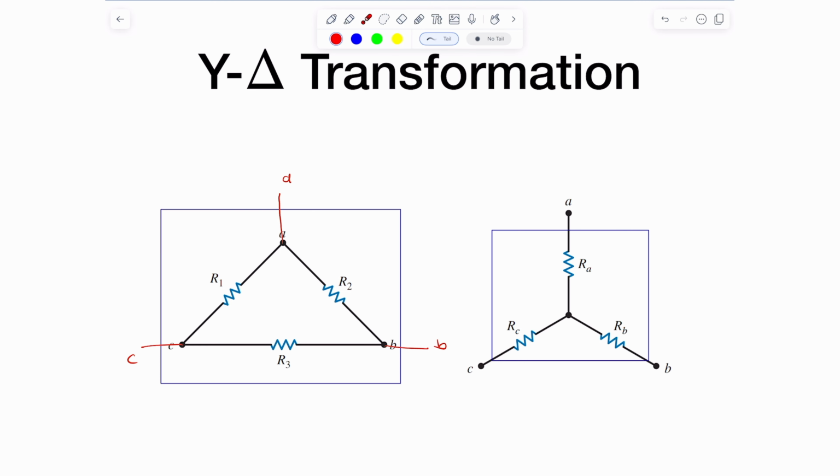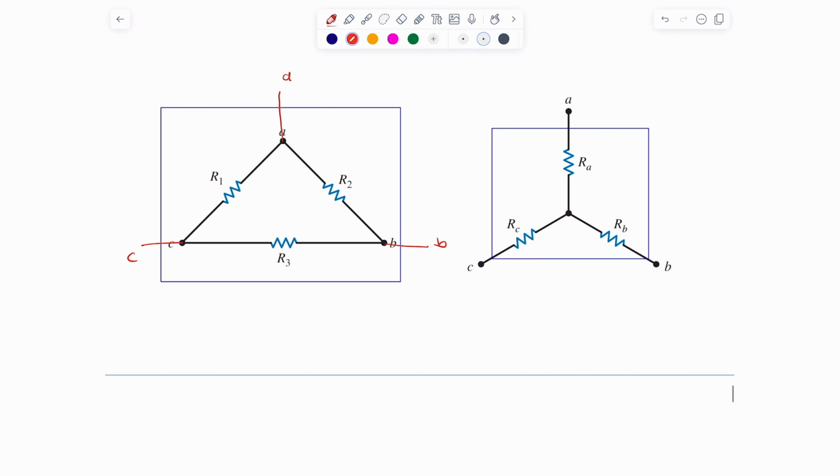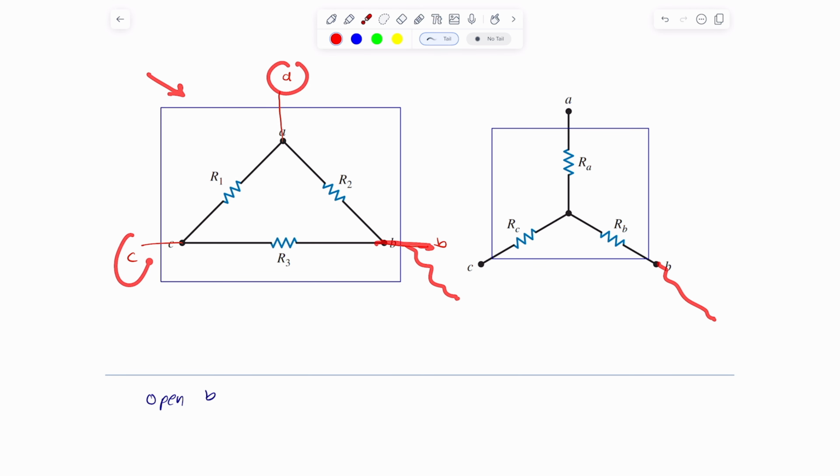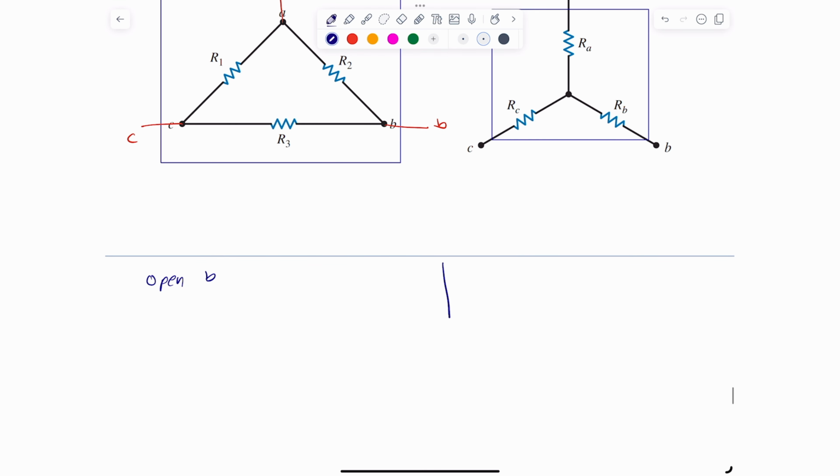I'll start by saying, okay, let's open up port B, and I'll just write it in here. By opening, I mean this wire in here we're just not going to connect to anything. And let's see what's the resistance seen by A and C in here. Okay, so I'll do that in here, and I'll zoom out a little bit.